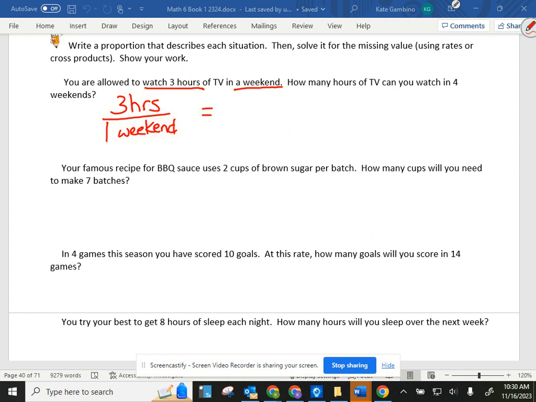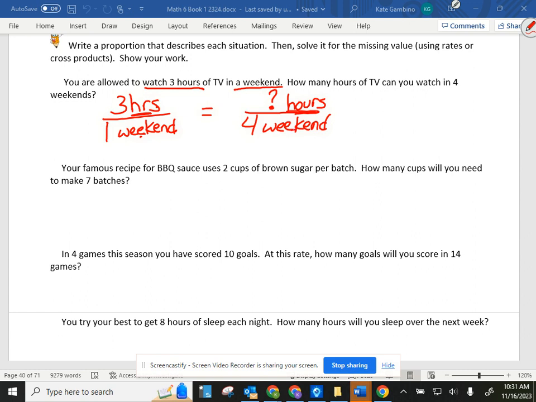We're not timesing by 4. So we're writing out our proportion first. You're jumping ahead, Jimena. What am I going to put for my second part of a proportion? Where's my question mark? Is it with the hours or the weekend? Hours. So I'm going to put a question mark right there. And 4 weekends. So this is why it's super important that we have our labels. If hours are on top here, hours are on top here. Weekends on the bottom, weekends on the bottom.